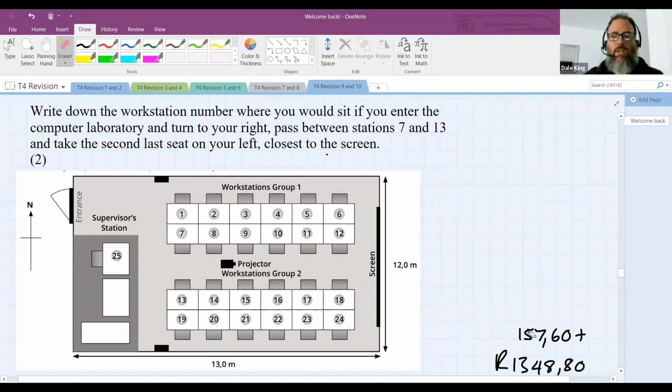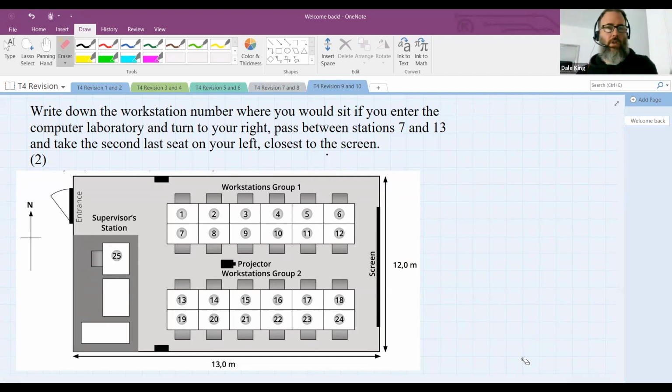Read the instructions. So this is like we're going from point A to point B, give directions. They are giving you the directions and they want to know, which point do you end up at? Okay, so work it out. Enter the lab, turn to your right, pass between stations 7 and 13, and then take the second last seat on your left closest to the screen. What seat number is that?